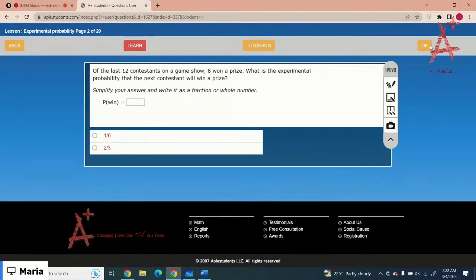Out of the last 12 contestants on a game show, 8 won a prize. What is the experimental probability that the next contestant will win a prize? Got it. So 8 won a prize out of the total. So it would be 8 over 12. The total is 12. When you simplify 8 by 12, it would be 2 over 3. So the correct option is 2 over 3.